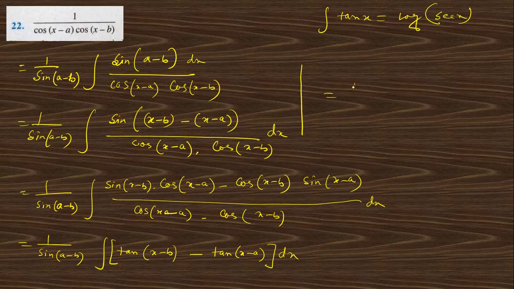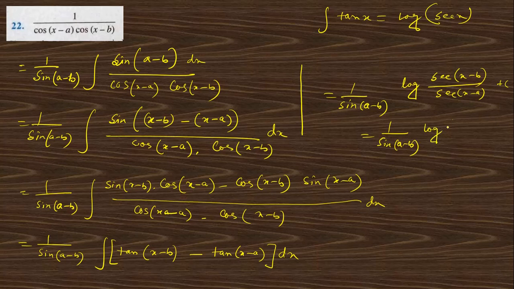So this can be written as 1 by sine a minus b times log of sec x minus b into sec x minus a plus c. So this is 1 by sine a minus b into log of cos x minus a by cos x minus b plus c. Okay. Go to the next one.